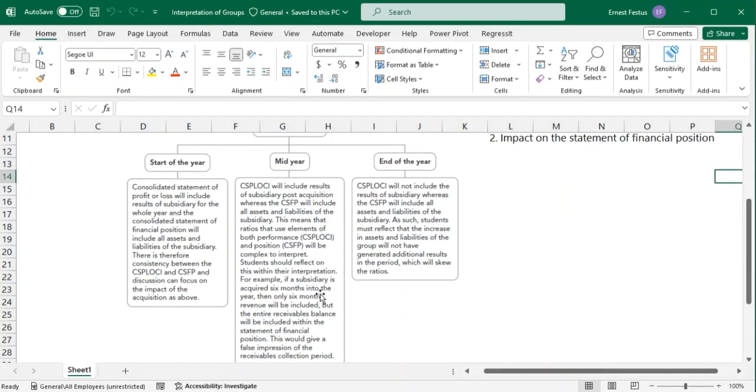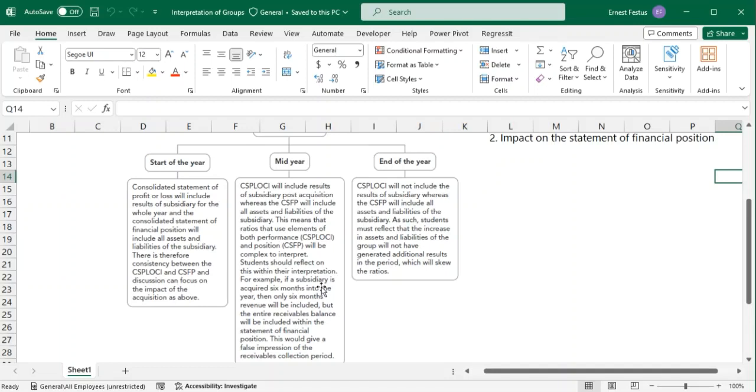So what this will do is that the ratios that use the elements of both the consolidated statement of financial position and the consolidated profit or loss will be complex, or they will include inconsistent or uncomparable figures, and so you would have to adjust the figures to be able to analyze the ratios consistently. Otherwise, the results or the analysis will give a false impression.